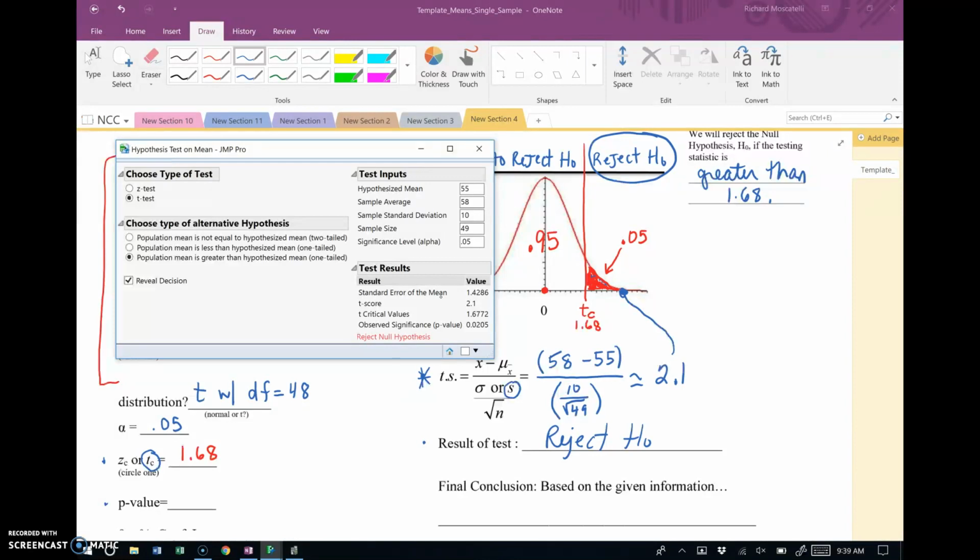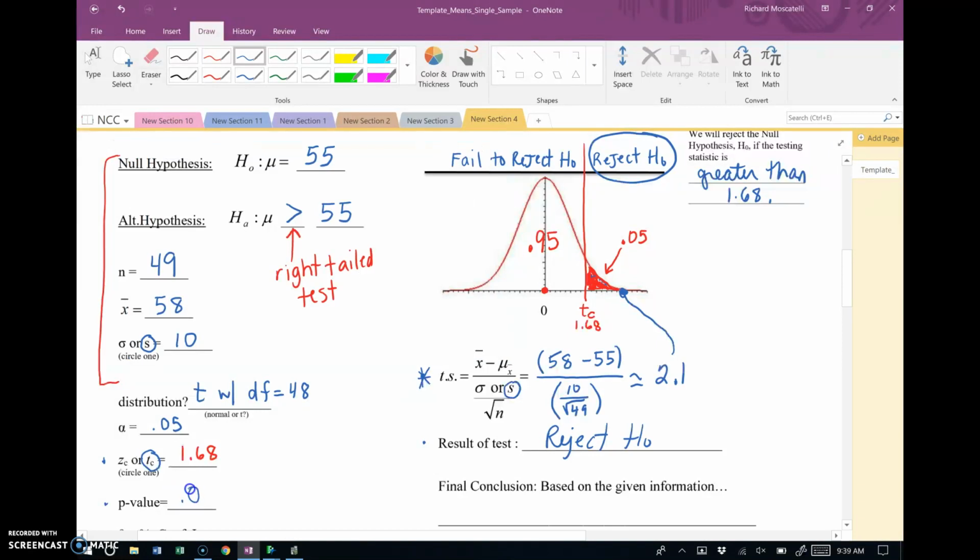All right, so it gives you the standard error, and also it gives you the p-value, which is 0.0205. So that goes over here, the p-value, 0.0205. Now remember, the traditional method of hypothesis testing says if the testing statistic lands in the critical region, then reject the null hypothesis. Alternatively, if the p-value is less than alpha, which in this case it is, the p-value is smaller than alpha, you reject H0.